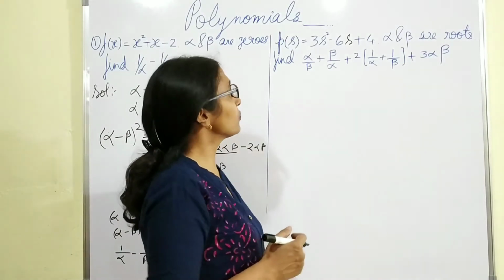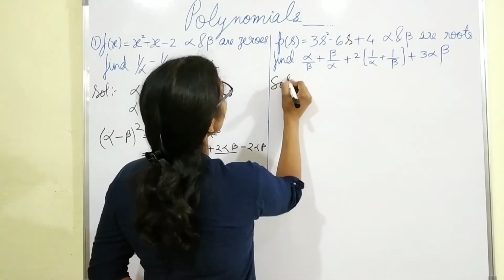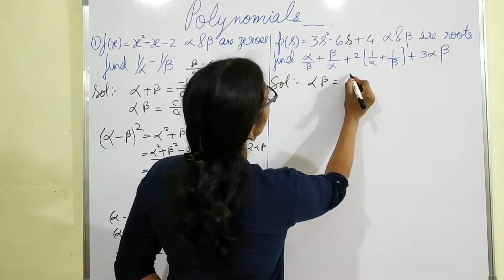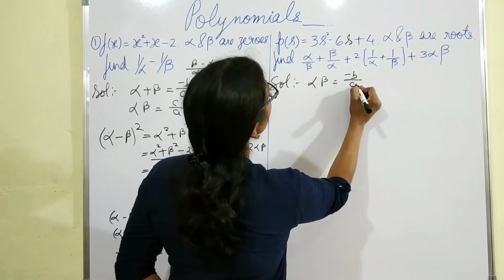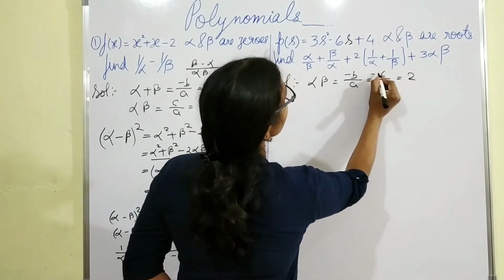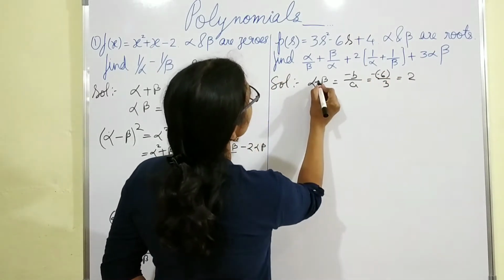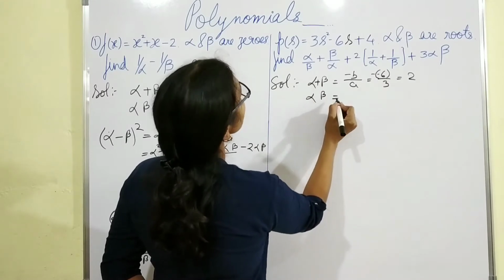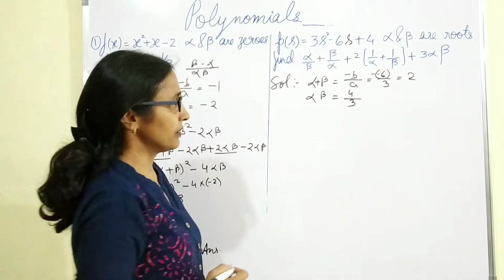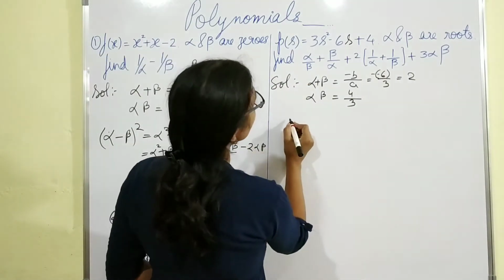Alpha and beta are roots of the polynomial. Find this. So, first, the sum of the zeros, minus b upon a, means minus of minus 6 upon 3, means 2. Now, the product of the zeros is 4 upon 3, that is c upon a. Now, put this value here.